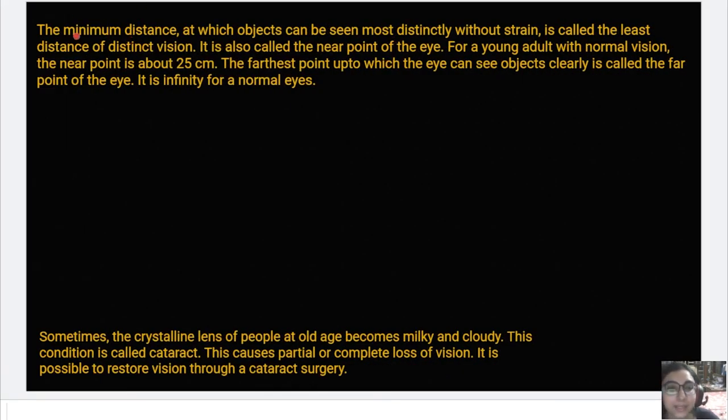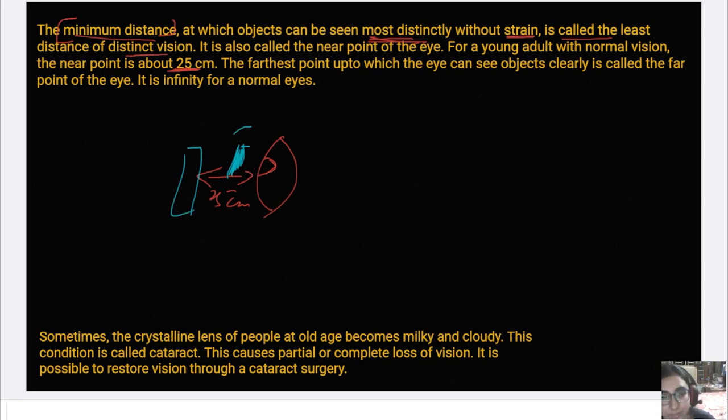Okay. The minimum distance at which objects can be seen most distinctly without strain is called the least distance of distinct vision, the minimum distance from your eye. That is basically 25 centimeter. So if this is your eye, from the lateral view I'm saying, this is 25 centimeter. If you place something anywhere between this and this, less than 25 centimeters, the eye won't be able to focus on it. It won't be able to see it. For a young adult, it is 25 centimeter.